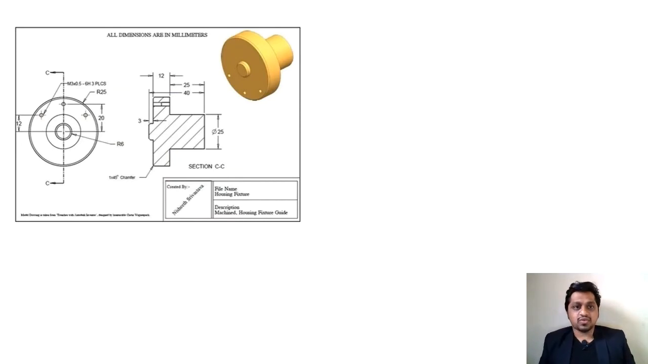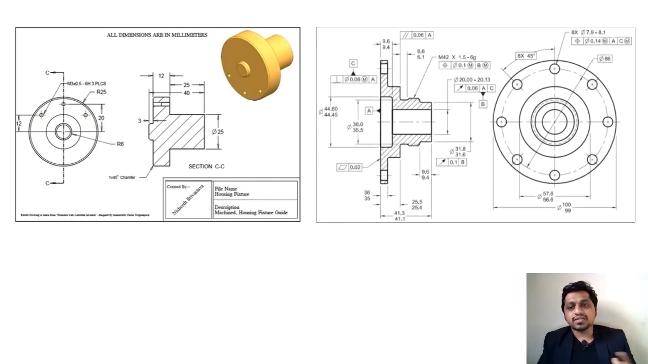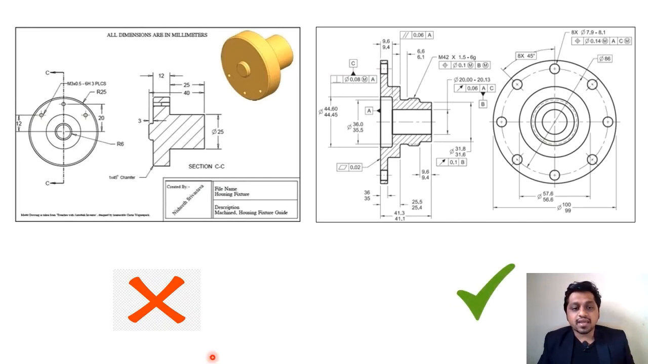Now let's say you have asked the customer for the drawings and he sends you the drawing. Now I have this drawing, and then I have this kind of drawing. Let me ask you which drawing is okay, or which drawing will you accept. My answer will be: this drawing I will not accept, and I will accept this drawing. Now why is it so?